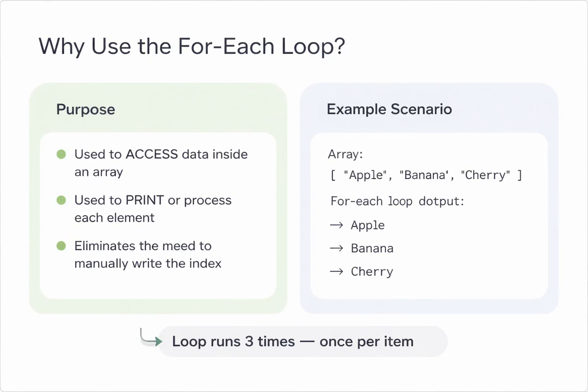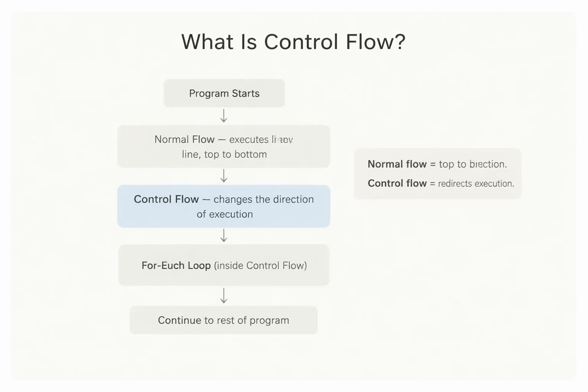The main reason is to access and use the data that lives inside an array. If you want to print every element or do some operation on each item, the for-each loop handles that automatically. You don't need to manually track an index number. The loop knows how many items are in the array and visits each one. In this example, if the array has 3 items, apple, banana, cherry, the loop runs exactly 3 times, printing each item in sequence.